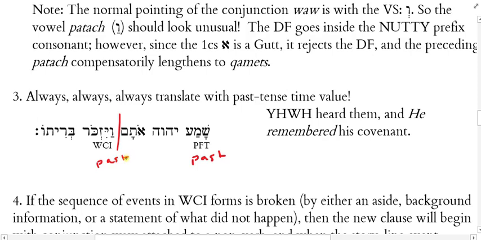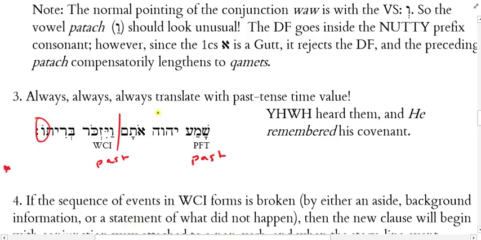WCI always past. So Yahweh heard, and he remembered, past tense. Now he remembered his covenant. Okay, so there's the 3MS pronoun here. He remembered his covenant. All right?